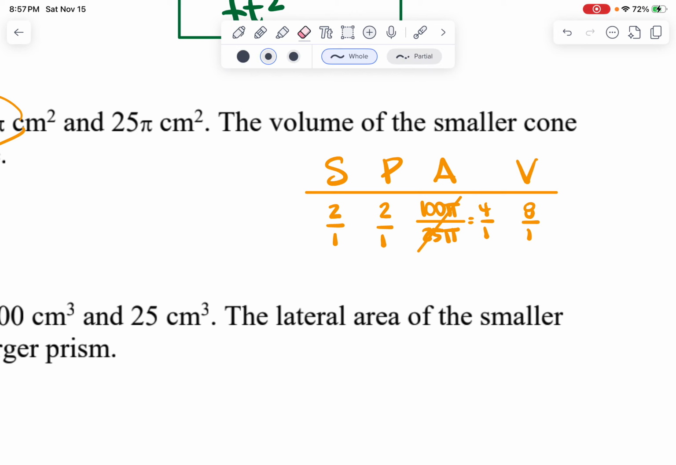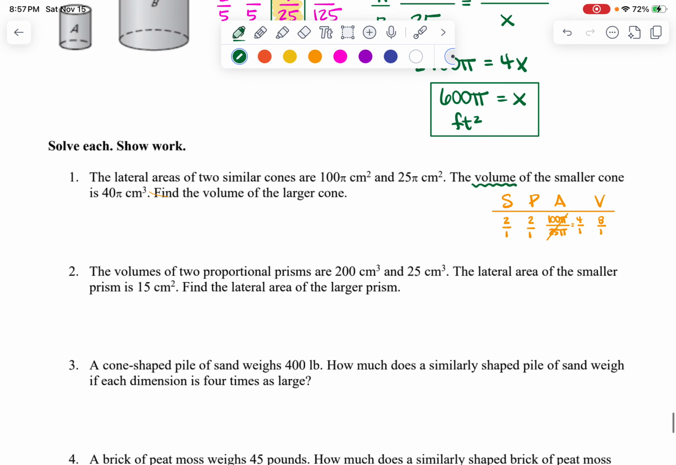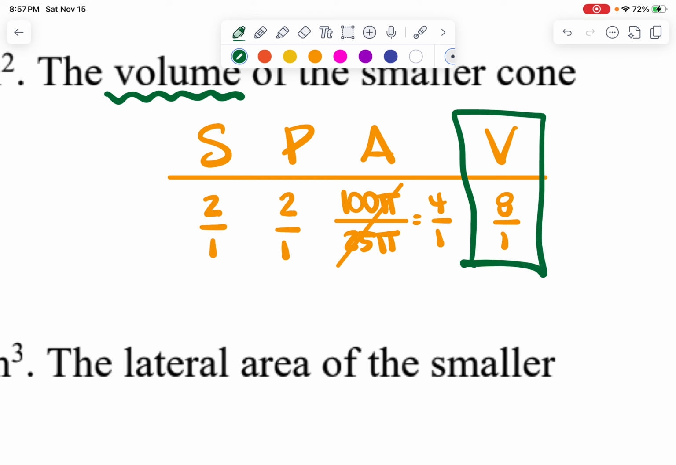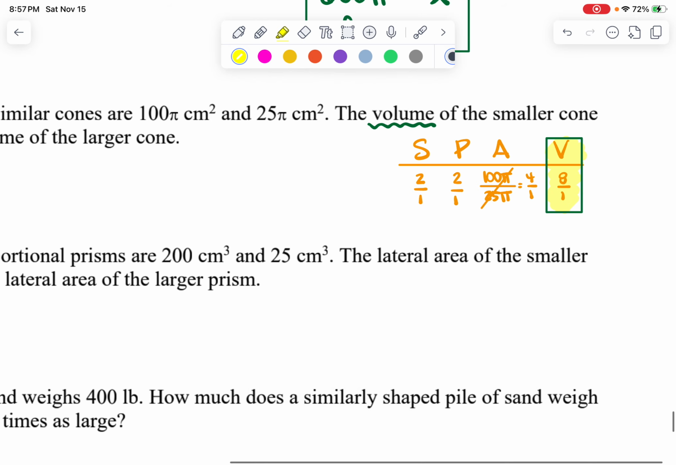So as soon as I read the second sentence, I'm going to erase that. Right, as soon as I get to here and it says the volume of the smaller one is 40 pi cubic centimeters, find the volume of the larger one. So right away, I'm like, oh, awesome. This is a volume question, which means I should be using the volume ratio in my proportion. Okay, so I'm going to set up my proportion.